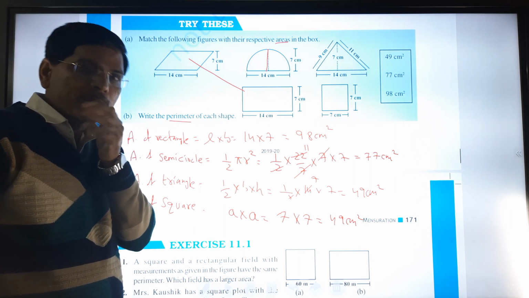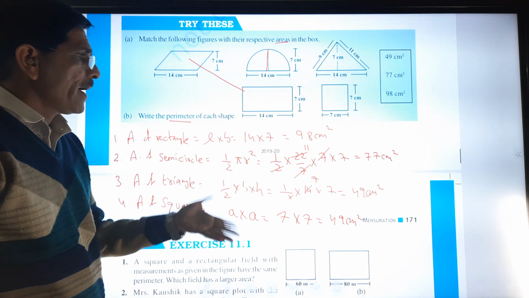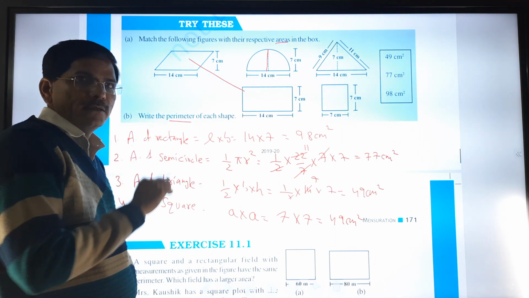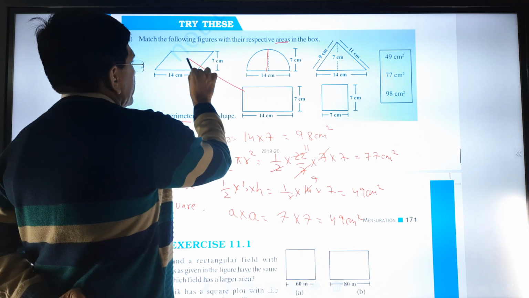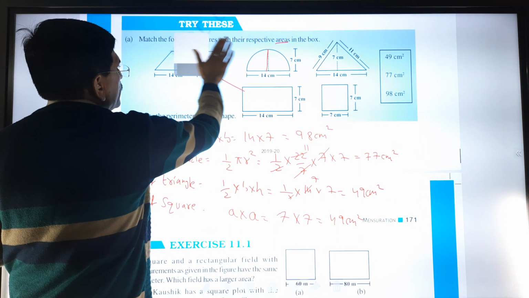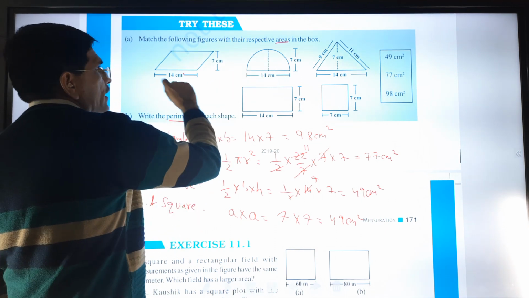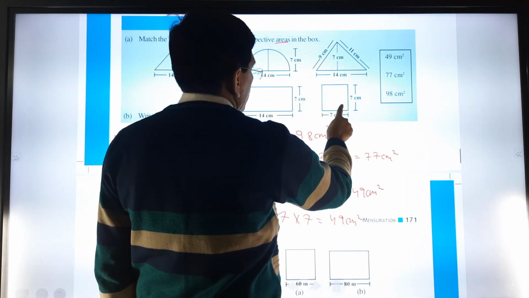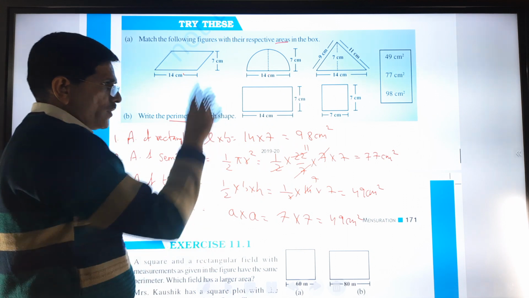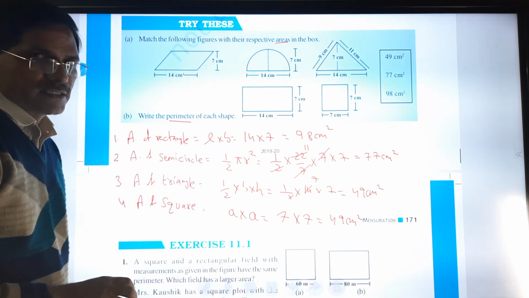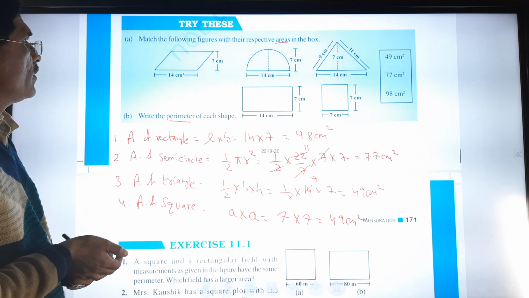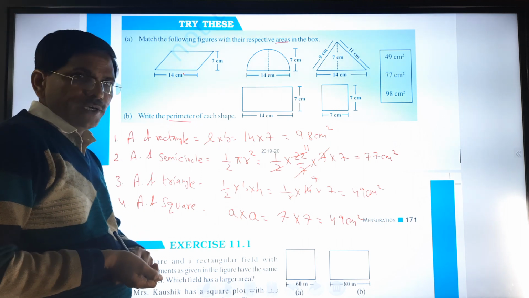So now we go for perimeter, that is related with the area. Again say, what is the formula of it? Here, rectangle, semicircle, triangle, rectangle, square. So first of all, all five figures are closed figures. Now we want to find out the perimeter of it.